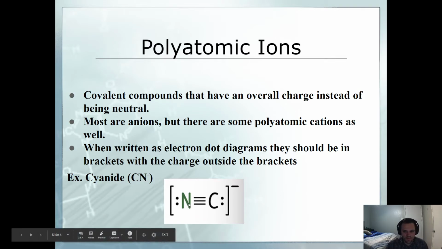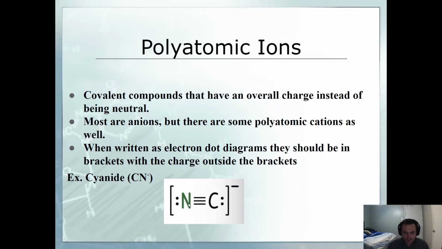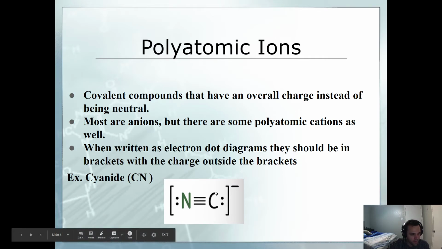would say, okay, if we find nitrogen on the periodic table, it should have a total of 5 valence electrons. If we find carbon on the periodic table, it should have a total of 4 valence electrons. So if we add those together, we should get 9 overall to work with. And if we go through and count on our drawing, we have 2, 4, 6, 8, 10 total. So if we were only supposed to have 9 and we've used 10, that's where this negative charge is coming from, because there is one more electron than you should have, right?